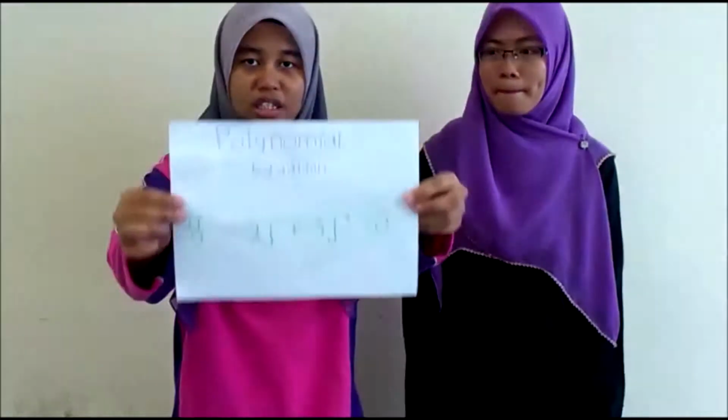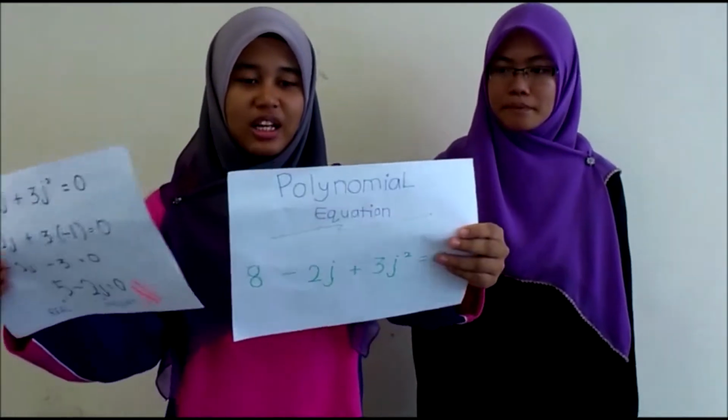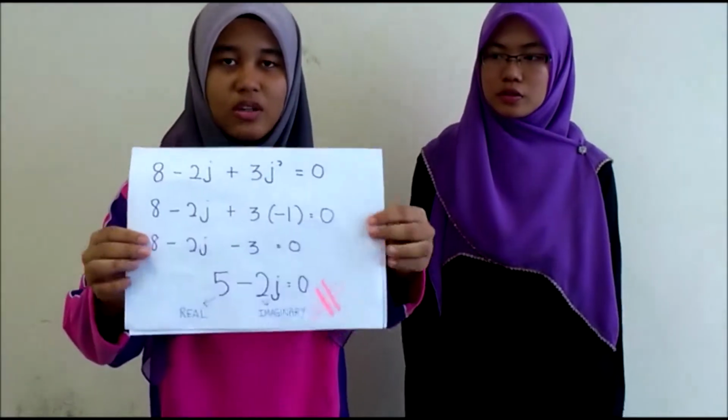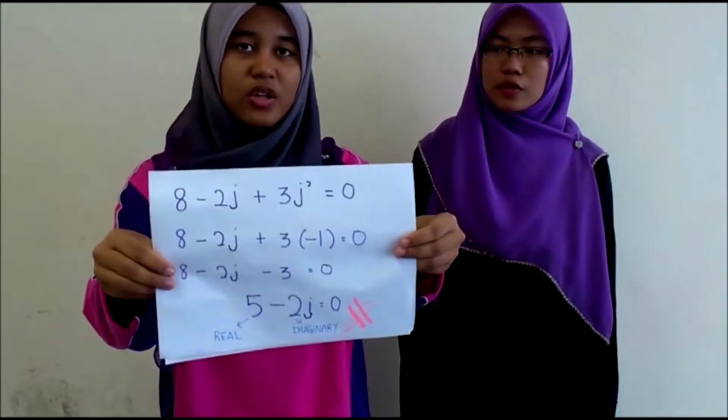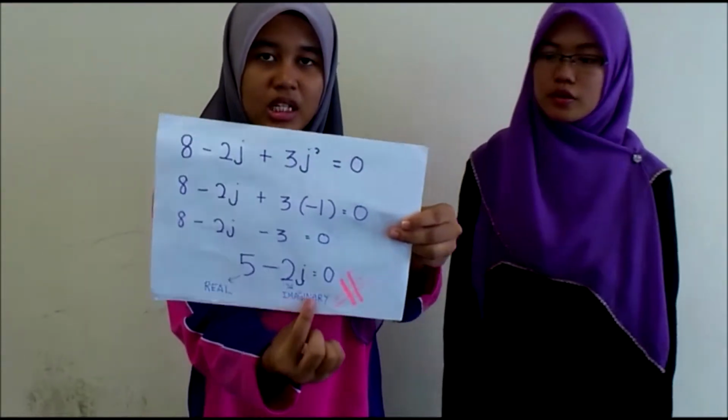Hello, I'm Nisa Shakira. I'm Farah Nadia. Okay, so I'm going to relay our contribution to ECC 3001. Okay, this is the equation which we call the polynomial equation. After we had done the solution, this is the full solution, and you get 5 minus 2j, and this is the real number and this is the imaginary number. So I pass it to Farah.